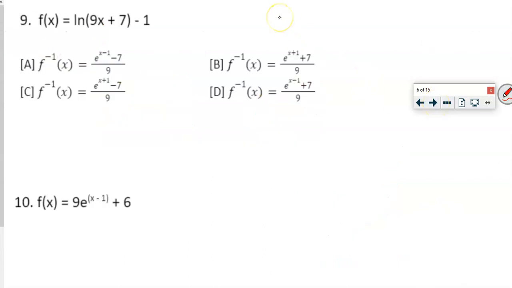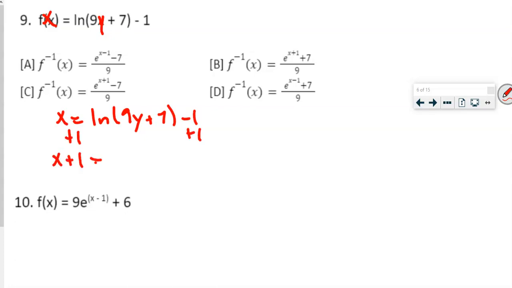So number 9, ln of 9x plus 7 minus 1. The directions for 9 through 13 were find the inverse. So what we're going to do is go ahead and swap our x and y. So I'm going to put an x here, and I'm going to put a y there. So that's going to be my first step. x equals ln of 9y plus 7, minus 1. Add 1 to both sides. So that's x plus 1 equals ln of 9y plus 7.